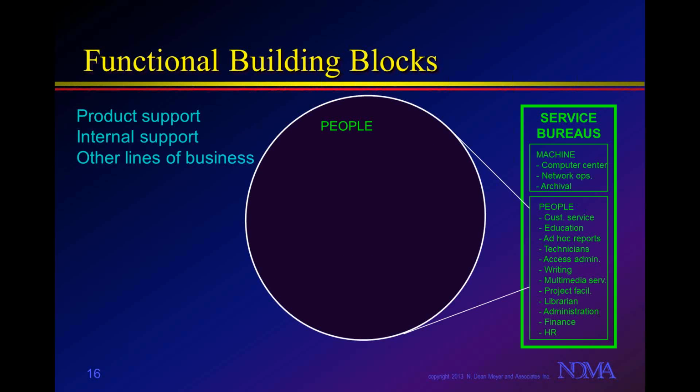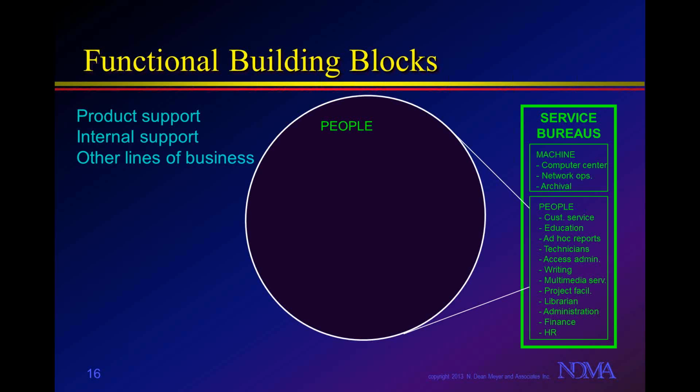People service bureaus also like to keep things running, but their services are produced by people, and if they use machines, it's just to make the people more productive. There are three types of people service bureaus: product support, internal support, and unrelated lines of business. So product support are people services like our customer service or service desk or help desk. There we're getting a service from people to enhance our experience with the whole rest of the IT line of products and services.